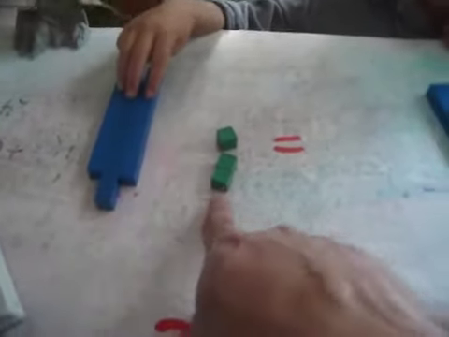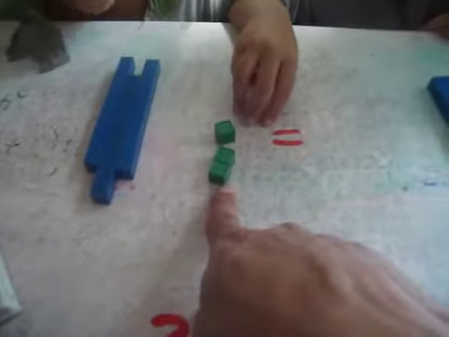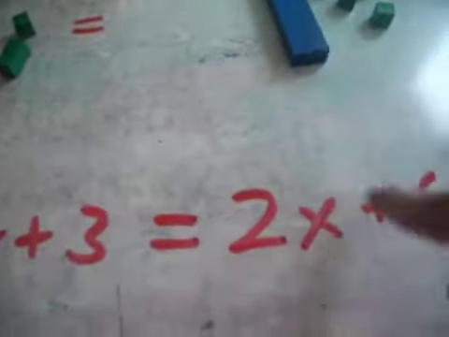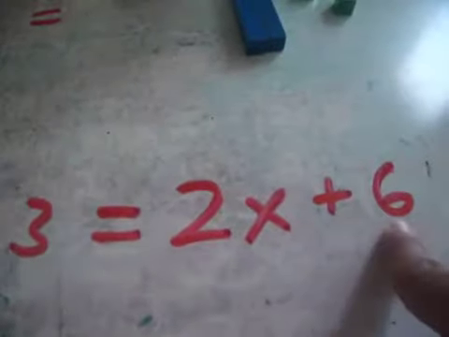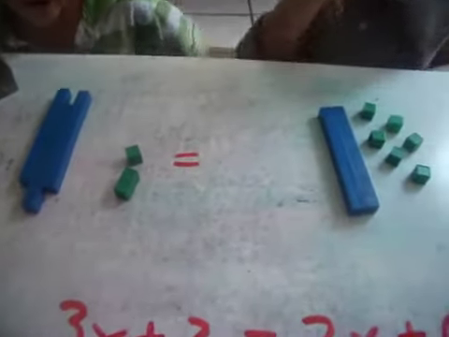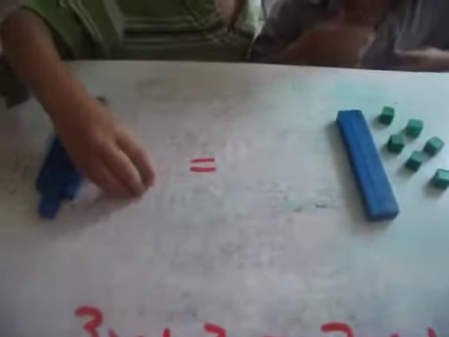3x plus how many? Plus 3. Okay, so there's 3x plus 3. 2x plus 3. 2x plus how many? 2x plus 6. Okay, so can you find, do you see some stuff over here and some stuff over there that's same? Okay. Give me the stuff that's same.